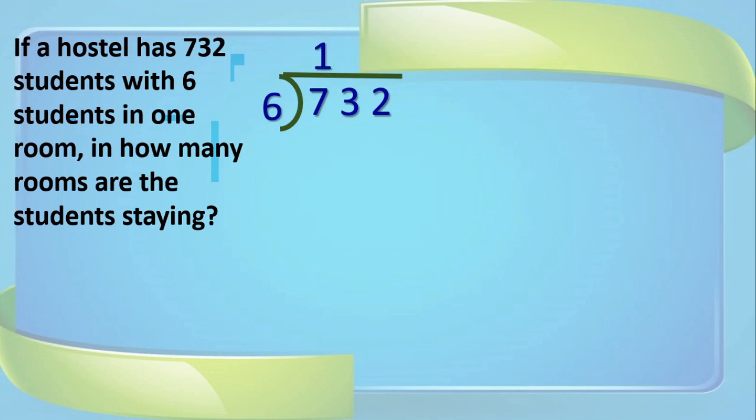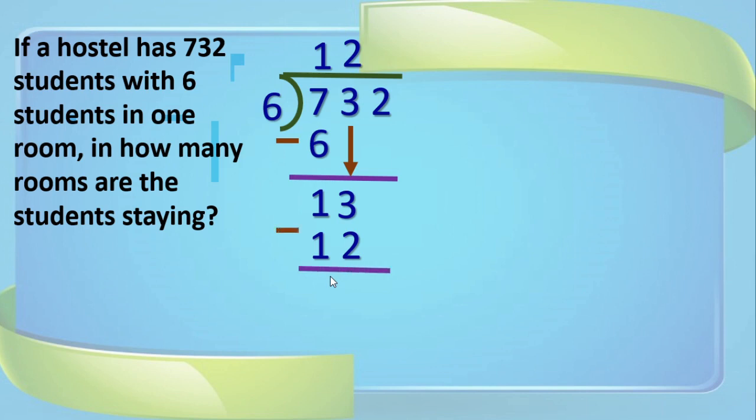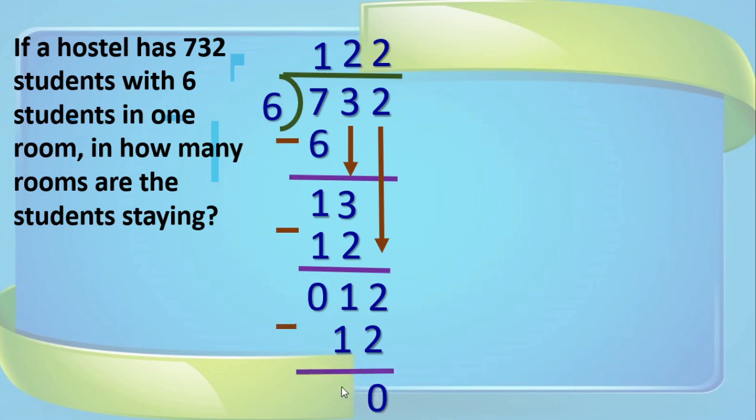6 ones are 6. Correct? So 7 minus 6 is equal to 1. Now 1 is smaller, so we will take 3 down. Now it is 13. 6 2s are 12, we know. So 13 minus 12 is equal to 1. Now in the third step, we will take this 2 down, which is in the unit place. Again we got 12. 6 2s are 12, correct? And 12 minus 12 is equal to 0.